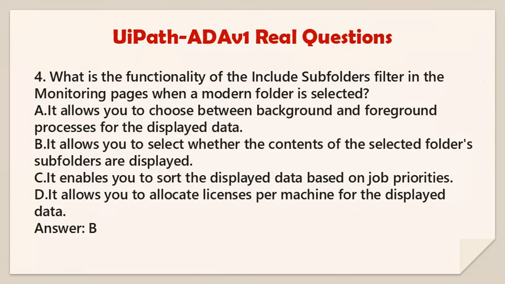4. What is the functionality of the Include Subfolders filter in the monitoring pages when a modern folder is selected? A. It allows you to choose between background and foreground processes for the displayed data. B. It allows you to select whether the contents of the selected folder's subfolders are displayed. C. It enables you to sort the displayed data based on job priorities. D. It allows you to allocate licenses per machine for the displayed data. Answer: B.